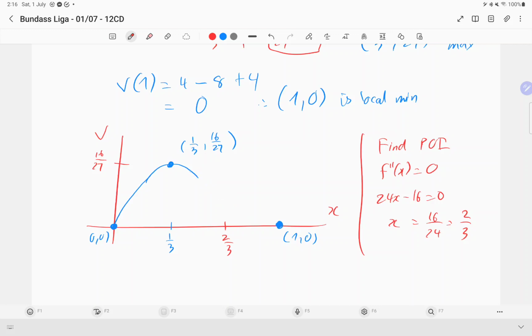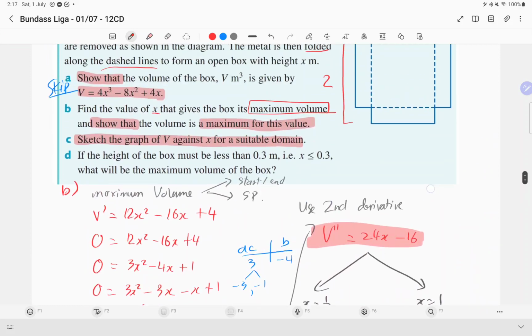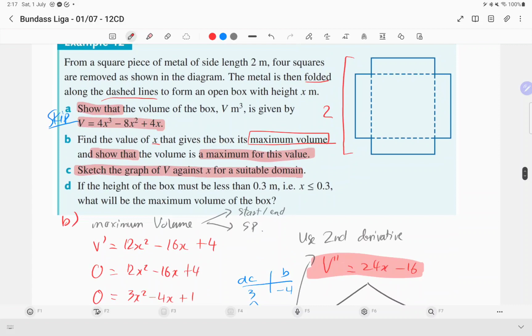So it will curve down to around here, and then it starts curving up, right? Concaving up around that point. And then if you substitute 2 over 3 into the volume, calculate, you can get the y value, but I'll skip that for now. Okay, that makes sense? So that's how you sketch it. It's very similar to last week's chapter. It's about sketching using the second derivative.